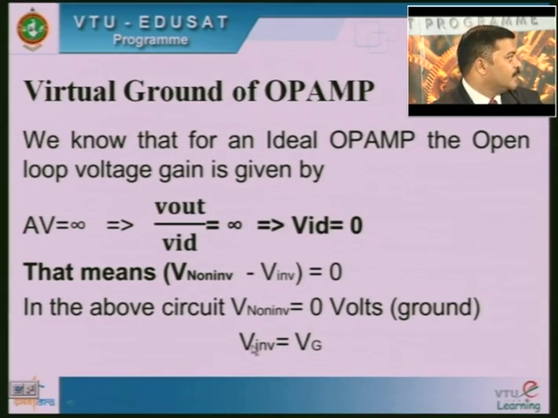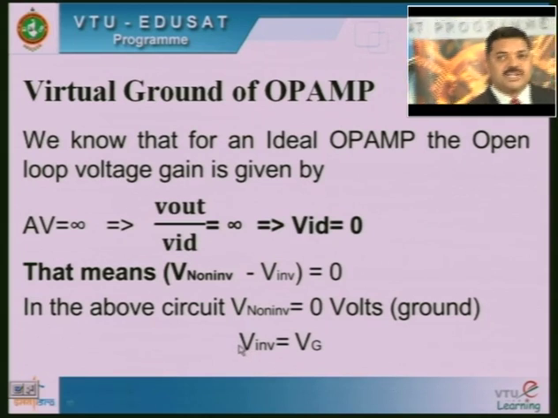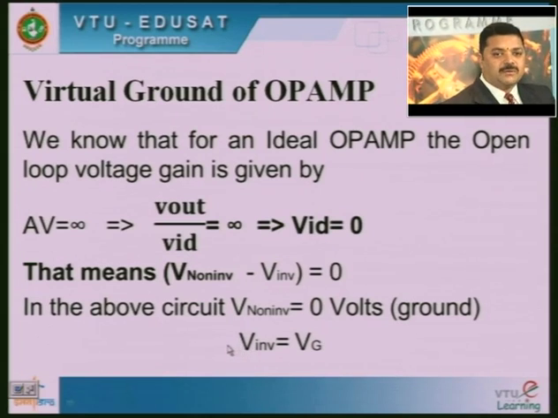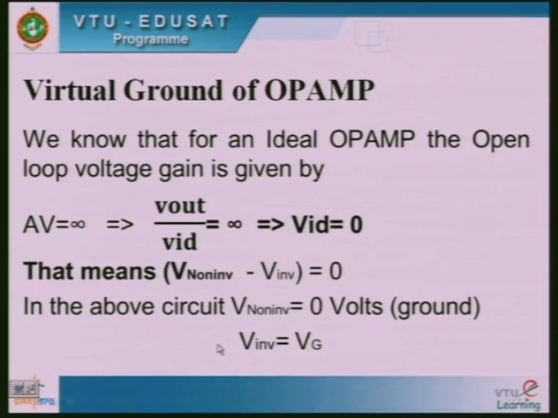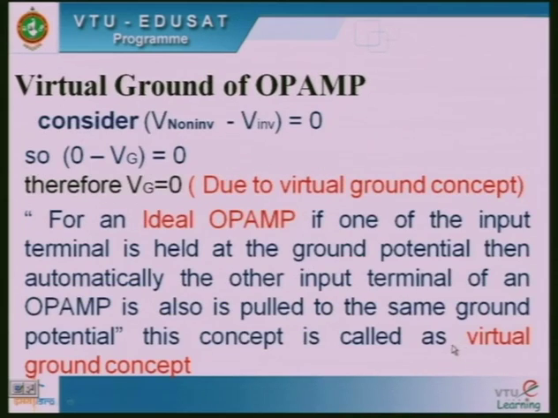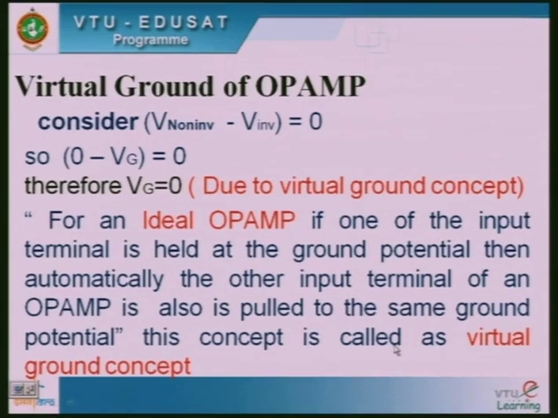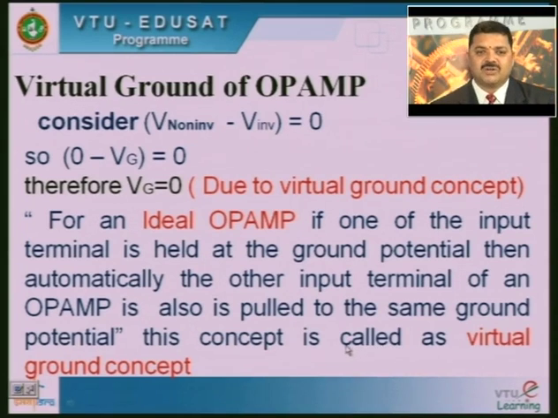In the above circuit, the voltage at the non-inverting input terminal is 0 volts. Therefore, V non-inverting equals 0 volts, ground, and V inverting is Vg. Consider V non-inverting minus V inverting equal to 0. So, 0 minus Vg equals 0, therefore we get Vg equal to 0. This is due to the virtual ground concept. So, I define what the virtual ground concept is.